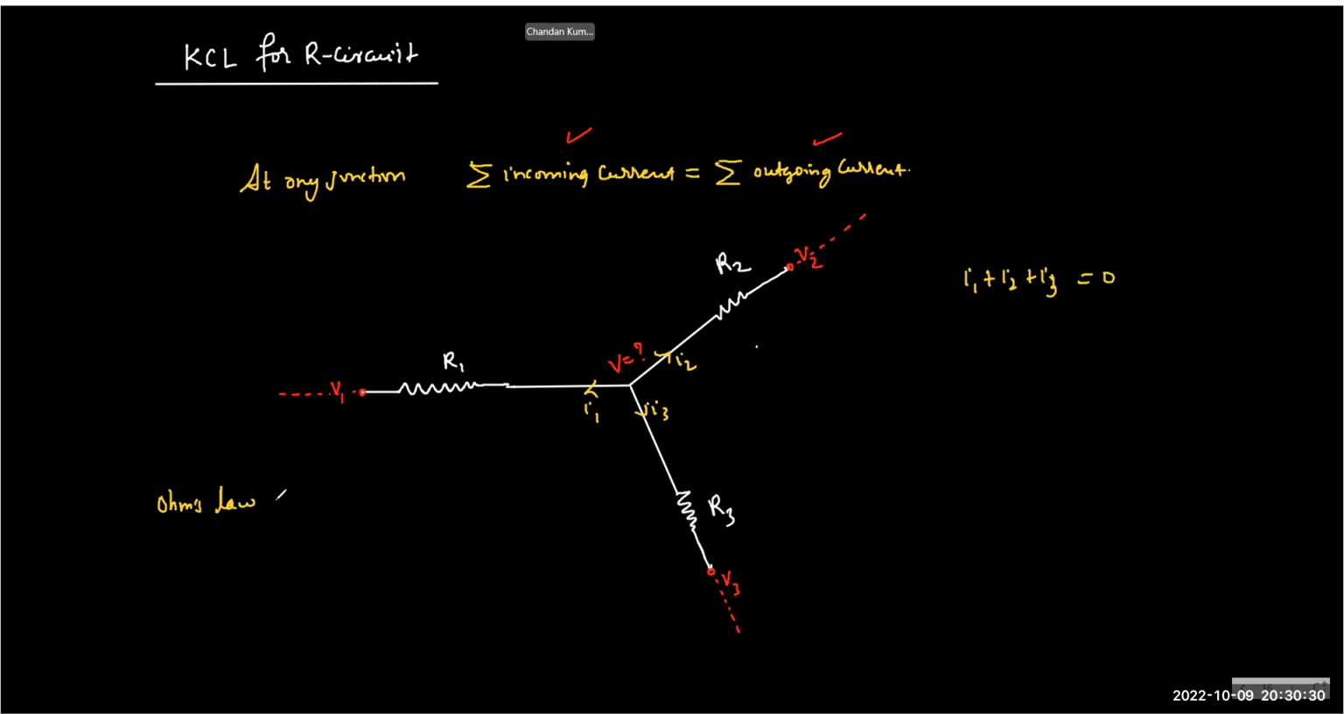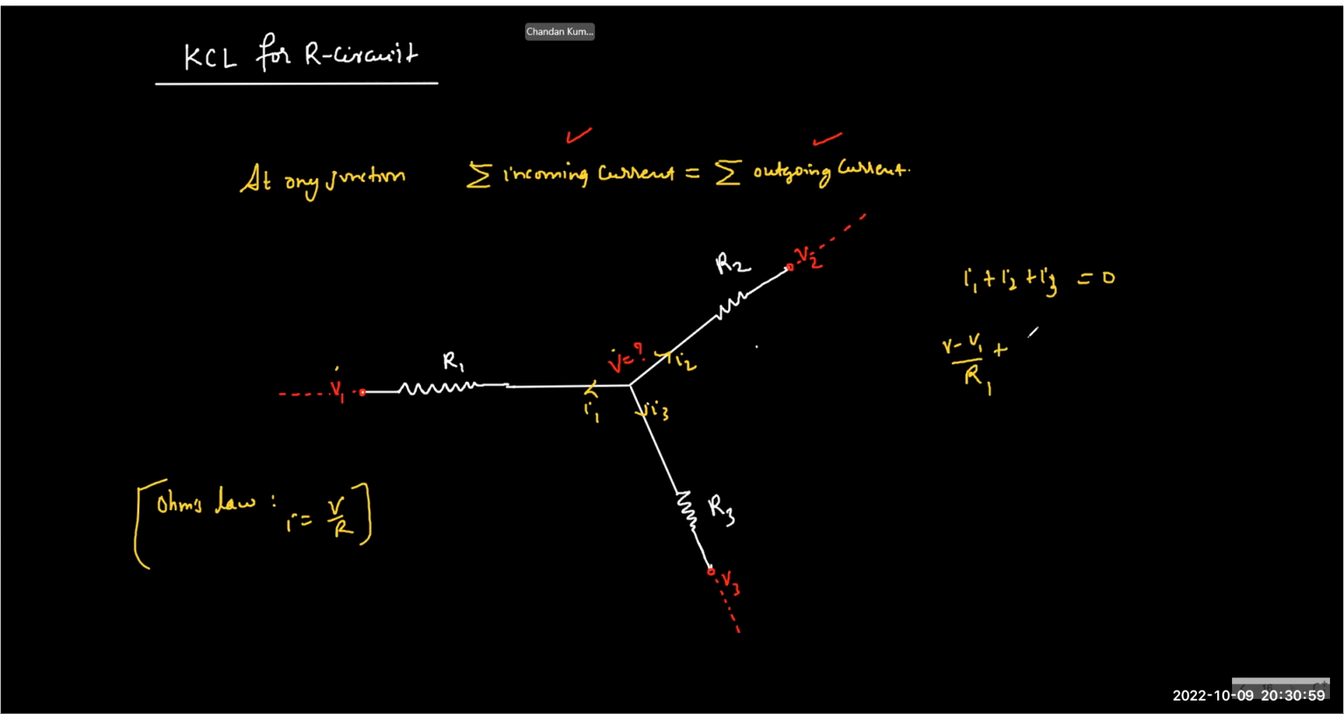So Ohm's law says potential difference upon resistance, I equals V by R, right? So I1, the way I have taken, is going towards left. Which potential is high, V or V1? V. So I will write V minus V1 by R1.